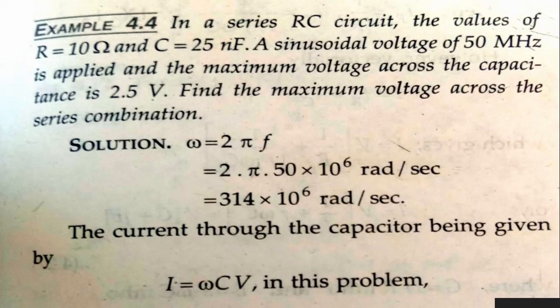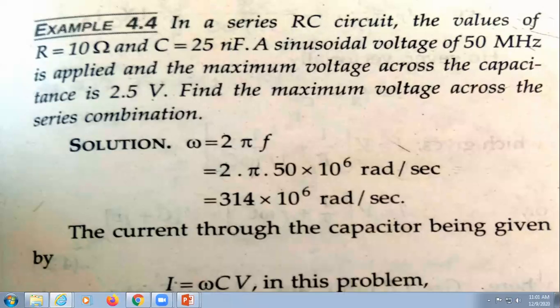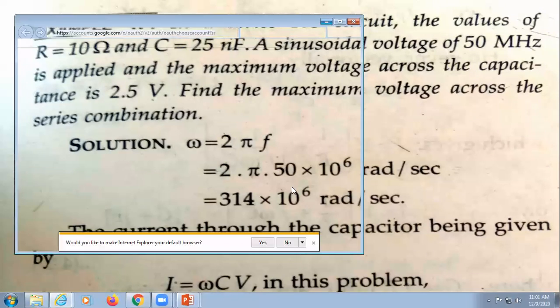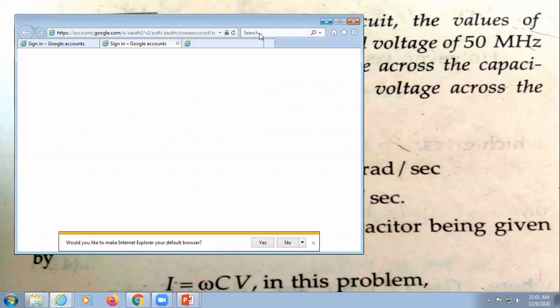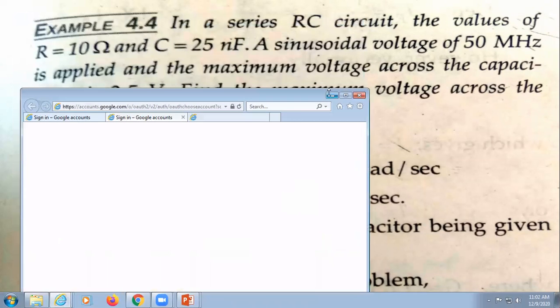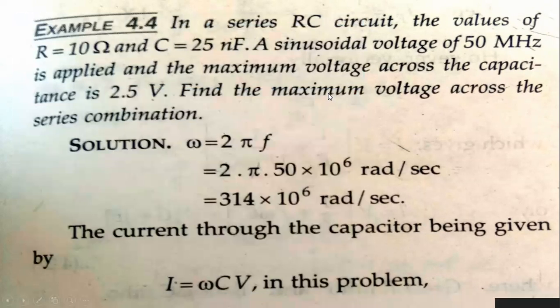So in this case, if you observe, the first change is that the connection is series, no doubt at all, but the circuitry is the resistor as well as the capacitor. The resistor is connected in series with the capacitor, and a sinusoidal voltage of 50 megahertz is applied, and the maximum voltage across the capacitor is 2.5 volt. Find the maximum voltage across the series combination.